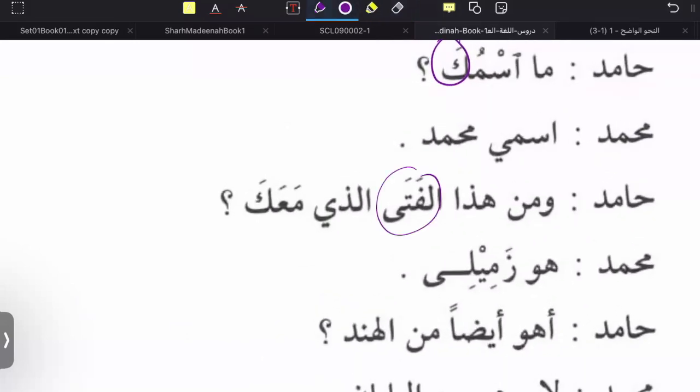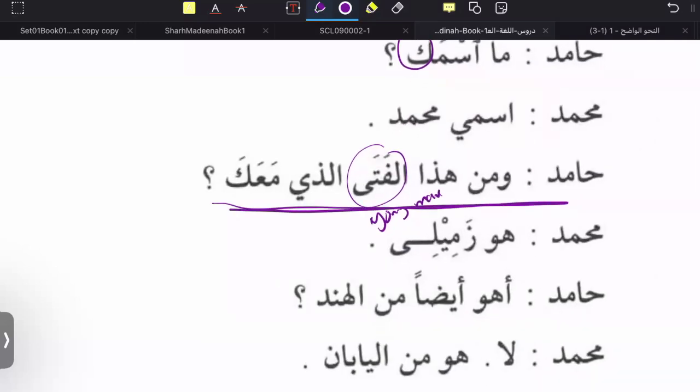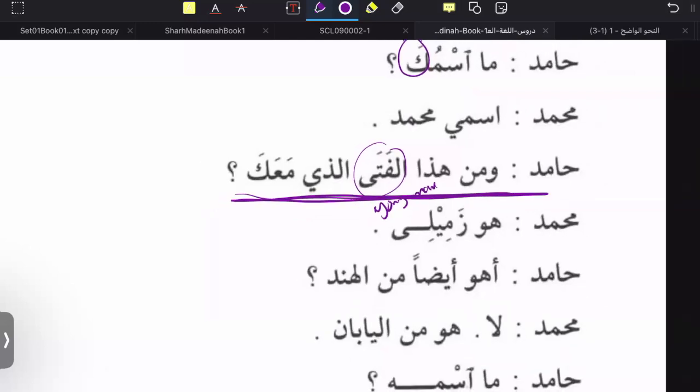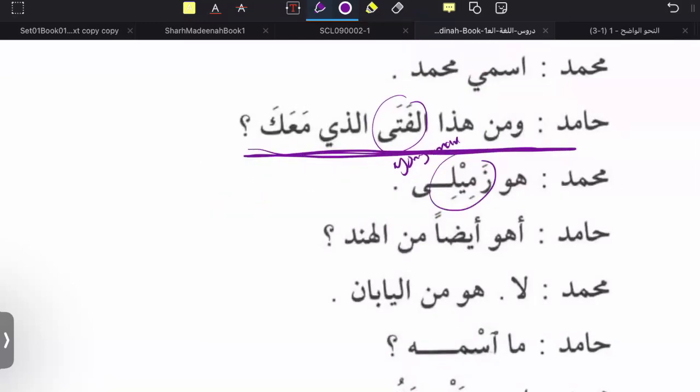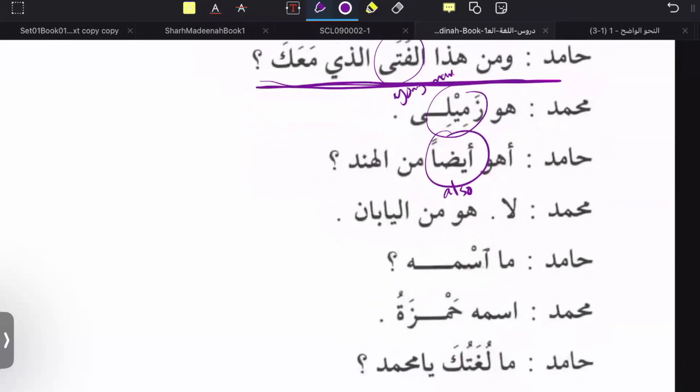Al-fata is young man or boy. And remember, see, this sentence structure is coming, so make sure you pay attention to the last chapter. Okay. Man hadha al-fata alladhi ma'ak. Huwa zamili, my classmate. Aydan is also coming as some type of adverb. That's why it is taking a fatha.